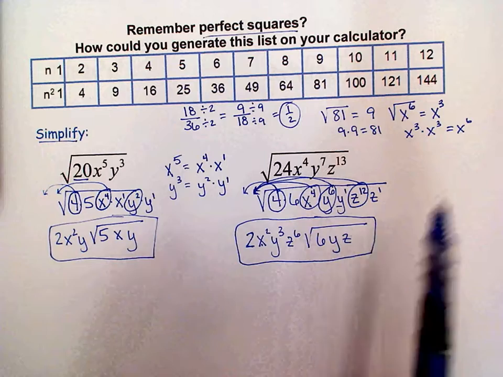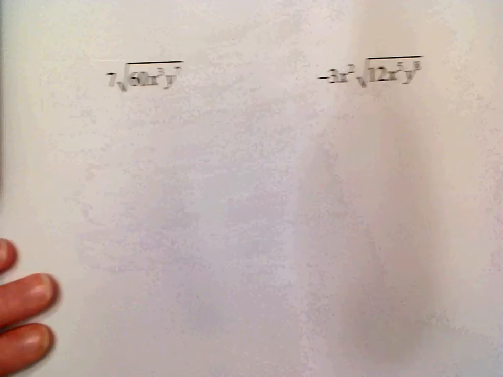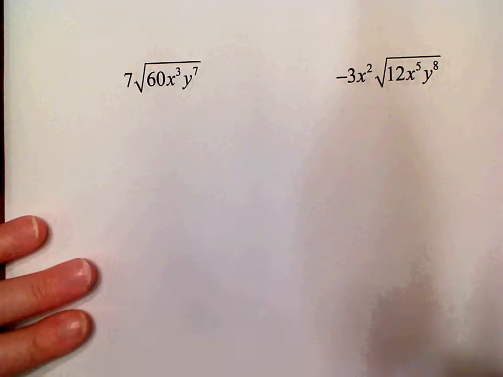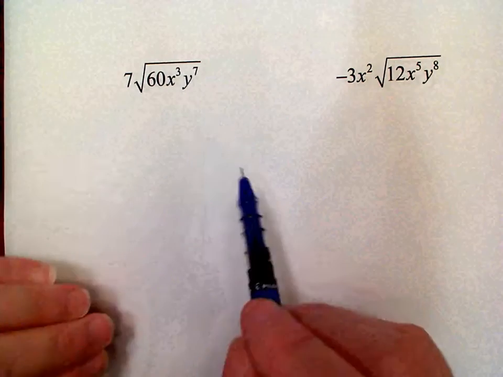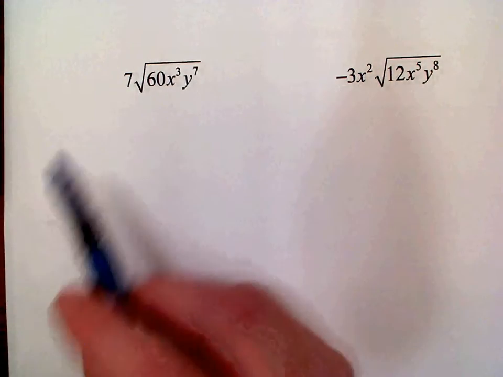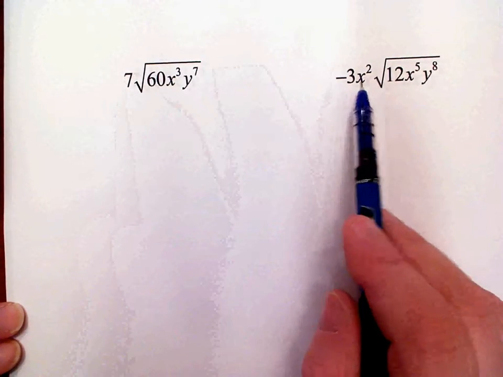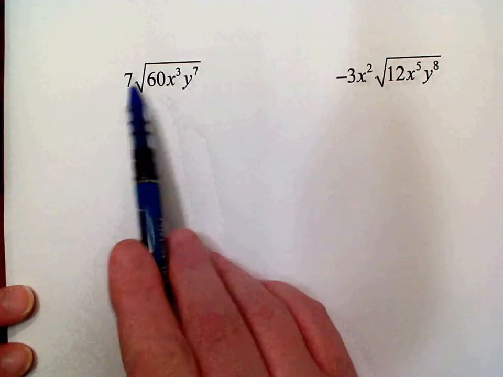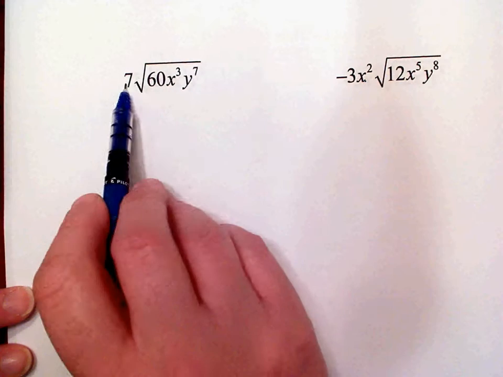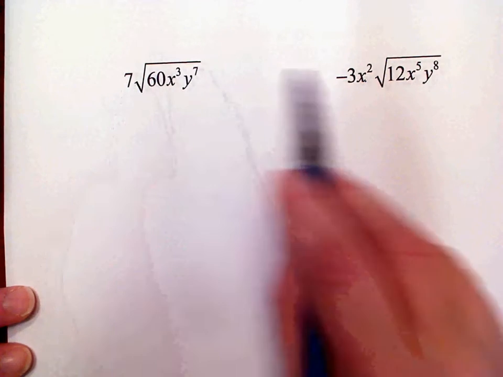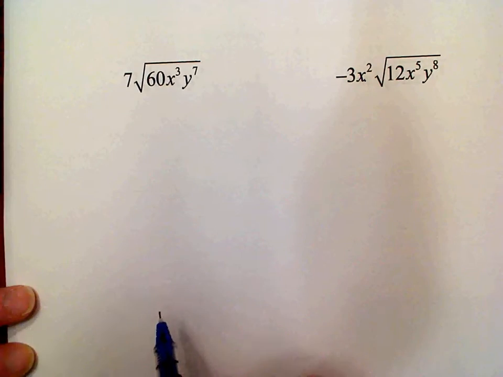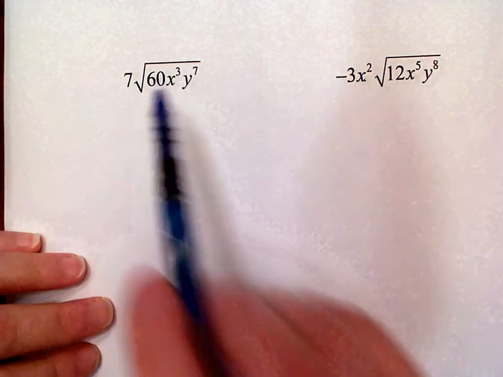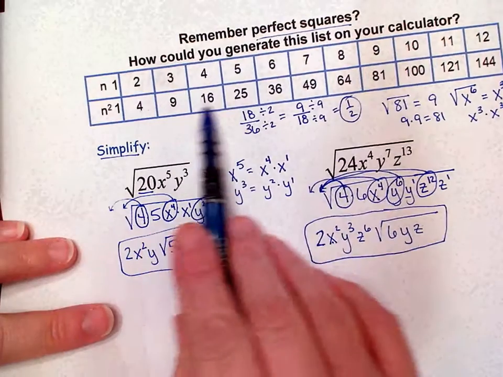All right, let's look at your next example. The only thing different on these two is you already have something outside the radical. So all that means is that when you bring your square roots out, they're going to have to multiply by what's already out there. Don't add. This is not addition. When you have a number beside a radical, that's always multiplication. So whatever comes out is multiplied by what's already out there. So 60 is not a perfect square. It's not part of our list of perfect squares.